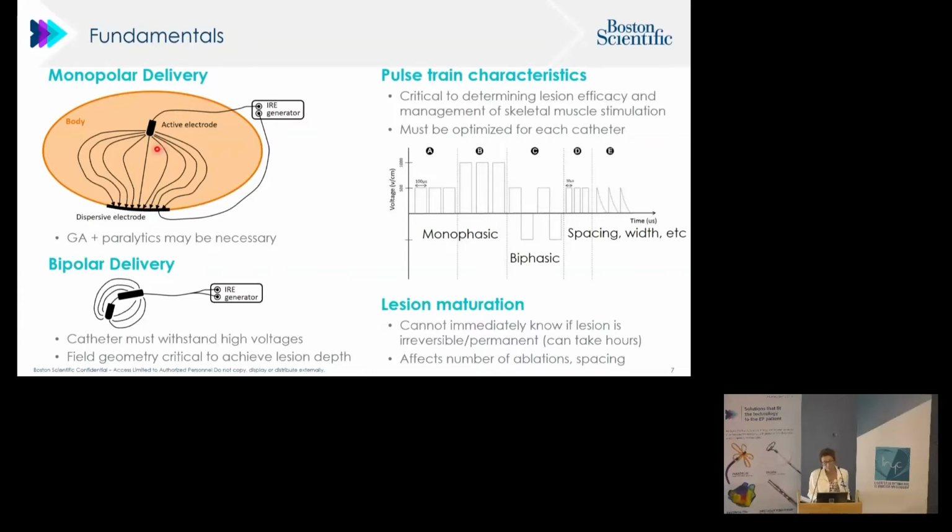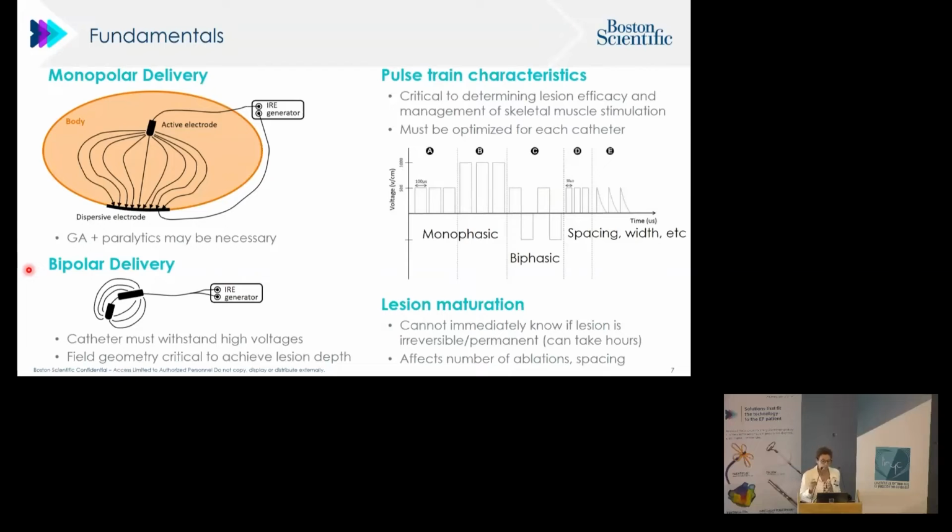This delivery mode has multiple drawbacks, particularly the ability to capture skeletal musculature, meaning that it requires general anesthesia on one side, and paralytics may also be necessary. The other way to deliver the energy is the bipolar way, which means in between the electrodes.